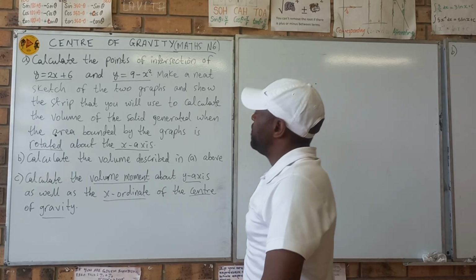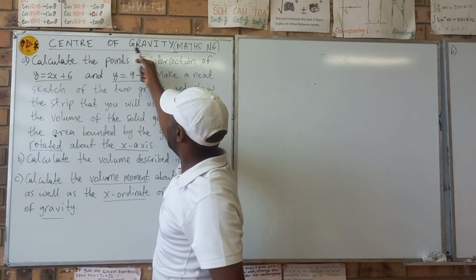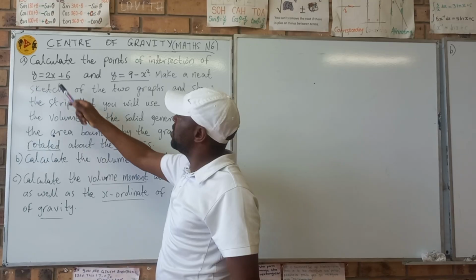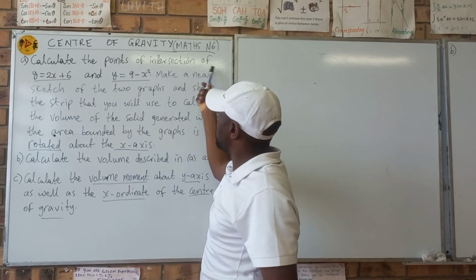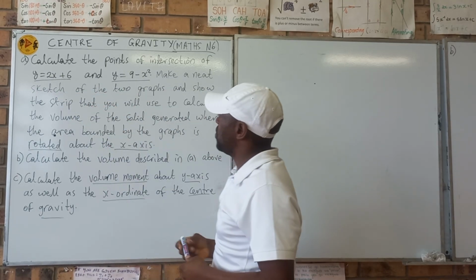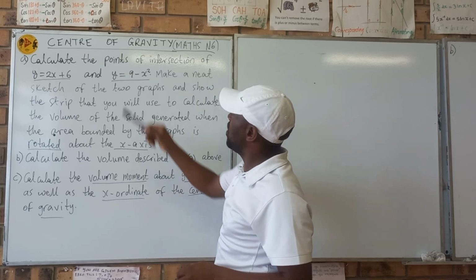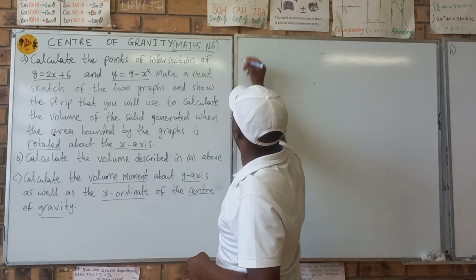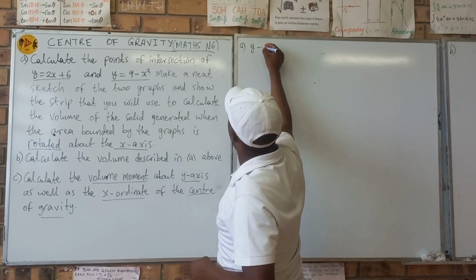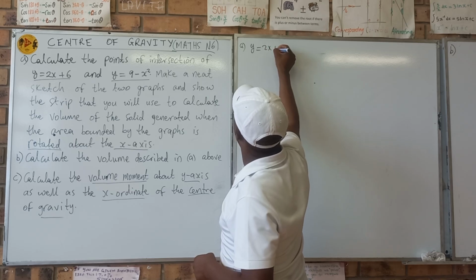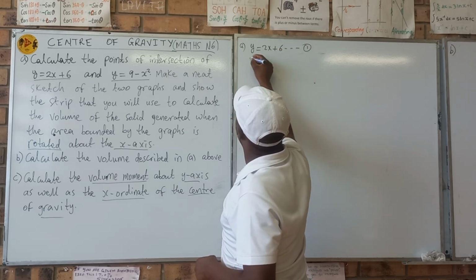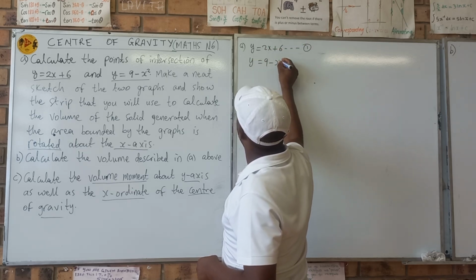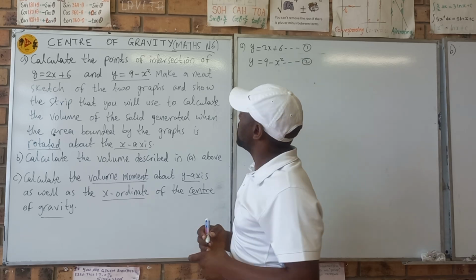Good day, everyone. We are looking at how to calculate center of gravity in mathematics 6. This problem says we calculate the point of intersection of y equals 2x plus 6 and y equals 9 minus x squared. So I'll quickly put them down. You can see I've underlined what is important to me in that question so far. So I need the point of intersection of those two.